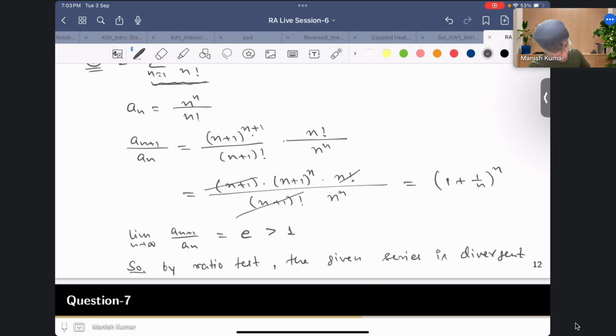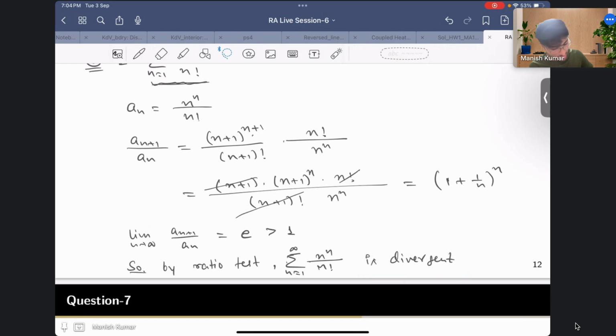Or you can just write this summation n raised to the power n by factorial n is convergent, and hence the main series is convergent. Okay, so I'm not writing this. Okay, so this is divergent and hence the main series is also divergent.